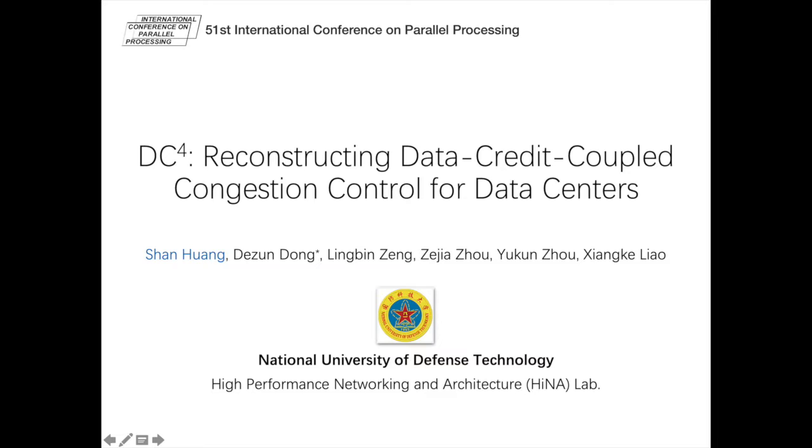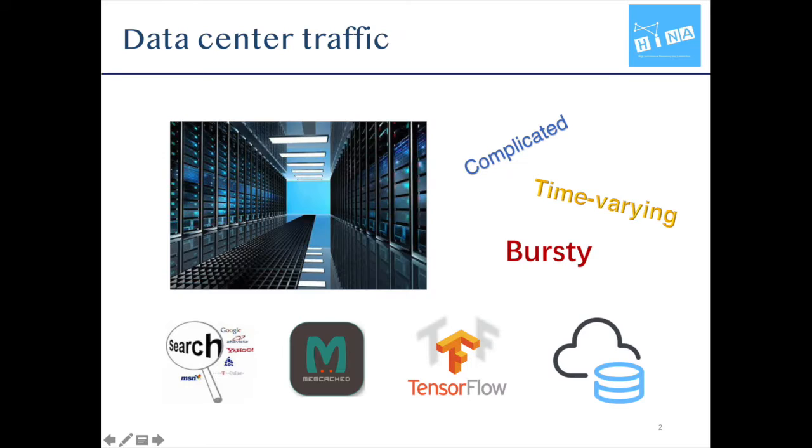Today, I'd like to present our paper, DC4: Reconstructing Data Credit Coupled Congestion Control for Data Centers. Today's data center traffic exhibits complicated and time-varying patterns, from long-running flows to short-lived burst flows, which makes it a great challenge to prevent network congestion.